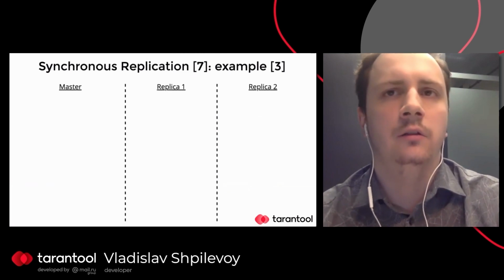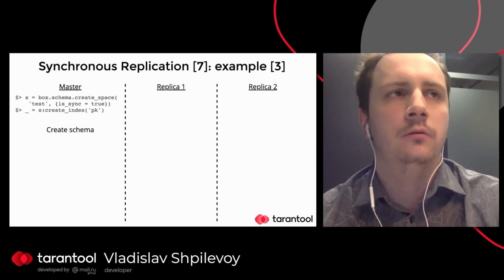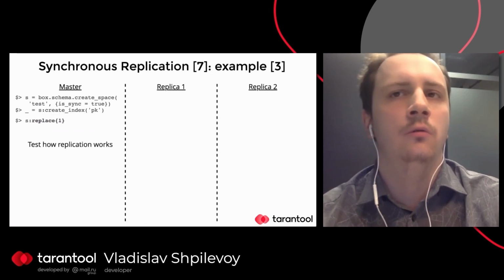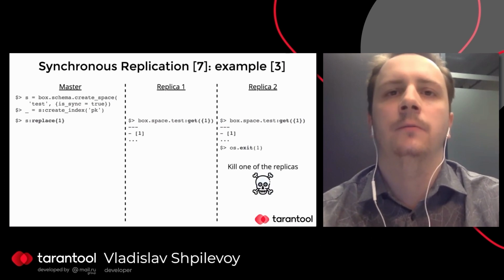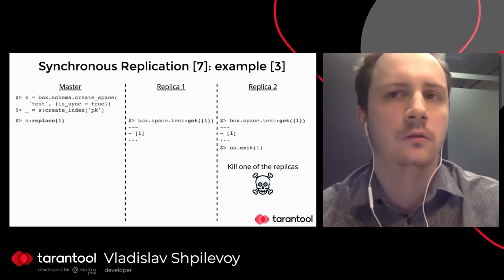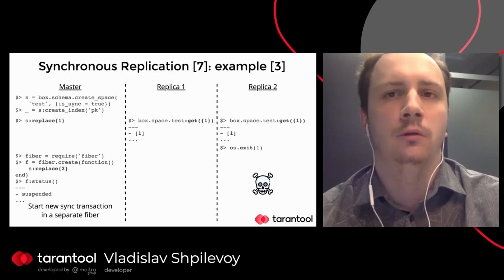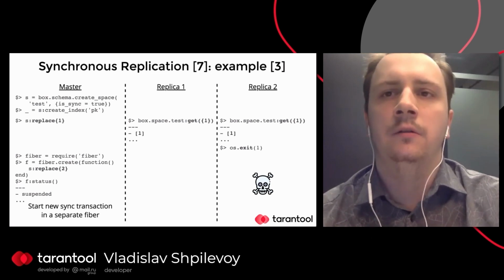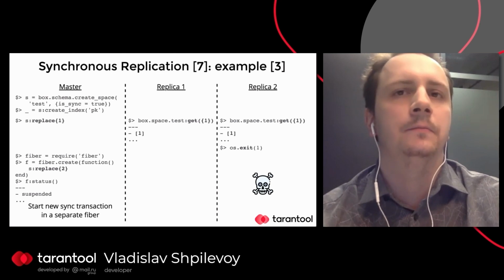First thing, I create a synchronous space on master node. Then I insert something into it to show that while all nodes are alive, everything works. Then I kill one of the replicas. And now I start a new synchronous transaction in a separate fiber on the master node, so as not to block the console. I see that the fiber is suspended, so that transaction hangs.